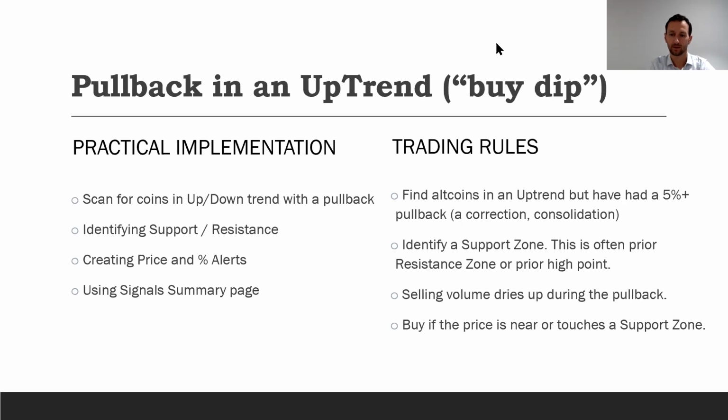Now, the other way of identifying that this is a correction and not a complete reversal, and we'll demonstrate this, is when the pullback happens with declining volume. Here's the number 3 trading rule: the selling volume during the pullback is not increasing, but in fact decreasing. That indicates that the selling pressure is easing up.